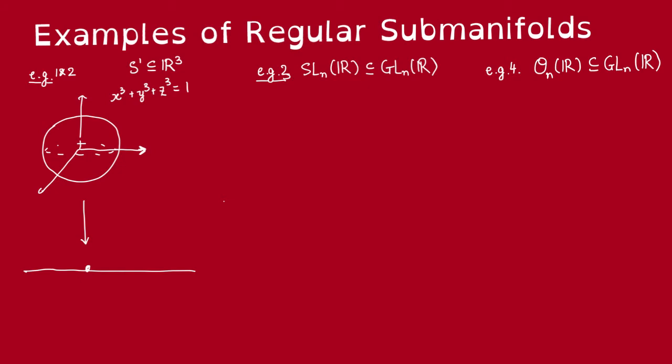Okay, so let's look at 4 examples. The first 2 examples are going to be regular submanifolds of R3, and the 2 other examples will be regular submanifolds of GLn(R). Now we claim that the unit sphere x squared plus y squared plus z squared equals 1 in R3 is a regular submanifold. Why is that? Well, we can view it as the fiber over 0 of a smooth function. Now that's not enough. We need to check that 0 is not a critical value.